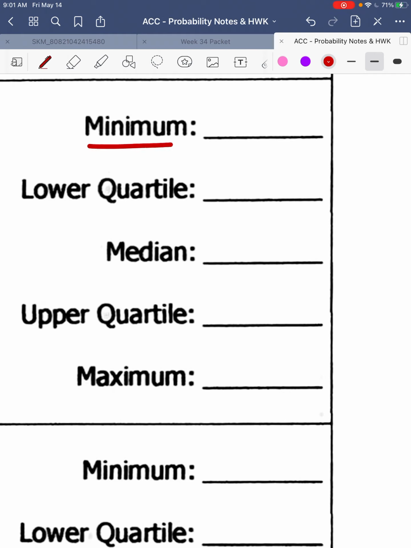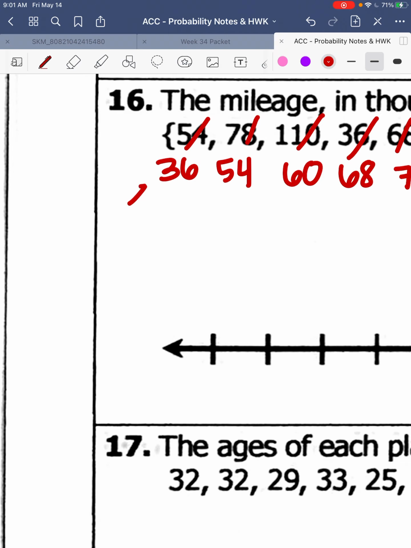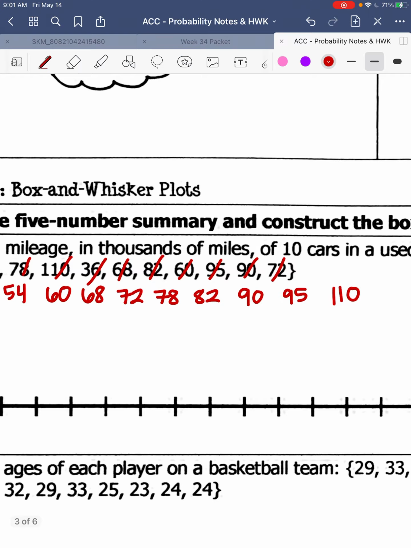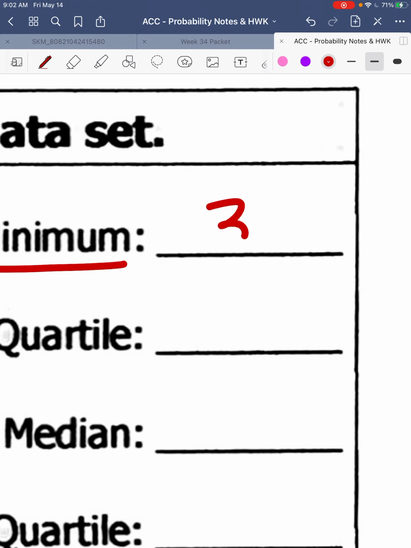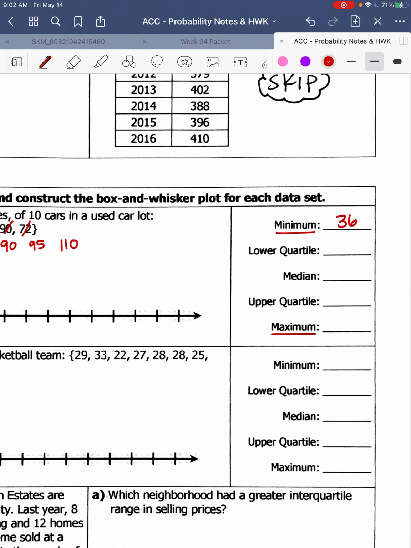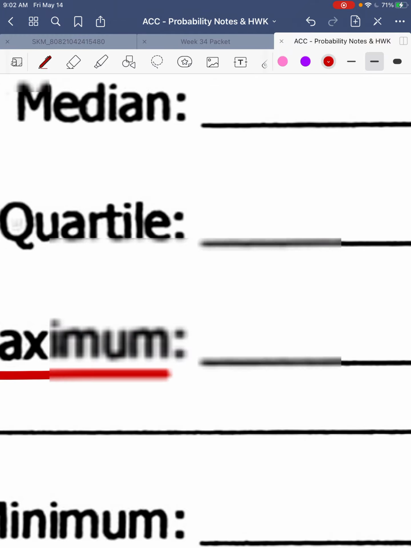Now, the minimum is exactly what you think it might be. It is the smallest number in the data set. So looking at our numbers here, I know that 36 is my minimum. Okay, so let's go ahead and write that over here. Now, going down to the bottom, the maximum. The maximum is exactly what it sounds like. It's our biggest number in the data set. So in this case, this number right here is our maximum, so 110.